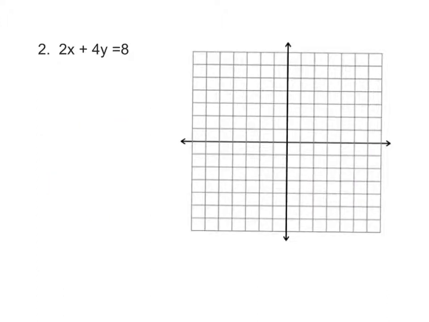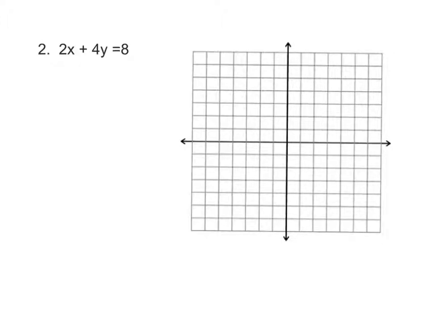Here's a different one. Same thing. Number 2. So same instruction from number 1. State the slope and y-intercept and sketch the graph. But this one looks a little bit different. This says 2x plus 4y equals 8.